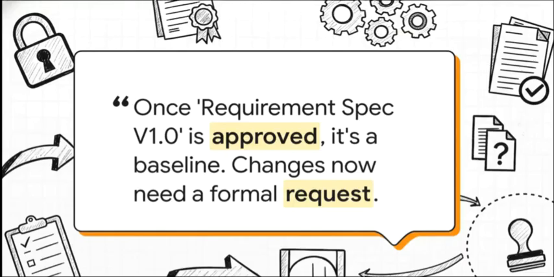Let me give you a perfect real-world example. Say your customer officially signs off on version 1.0 of the project requirements document. Boom. That document is now a baseline. It's locked in. You can't just go in and make a few tweaks anymore. If a change is needed, it has to go through a formal process.